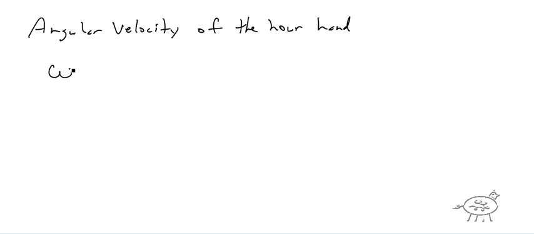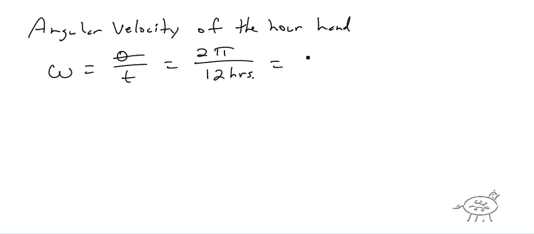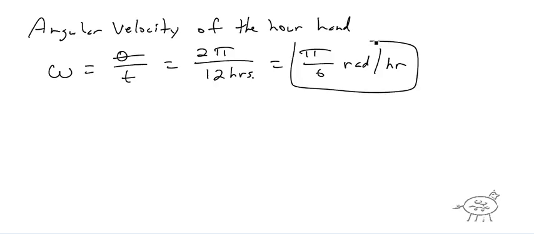So again, we're going to say omega equals theta over t. And theta is, again, going all the way around, which is 2 pi. But the time is 12 hours. So if I'm just looking at that, it's pi over 6 radians per hour. Okay, so that's radians per hour. What happens if I ask you how many minutes?